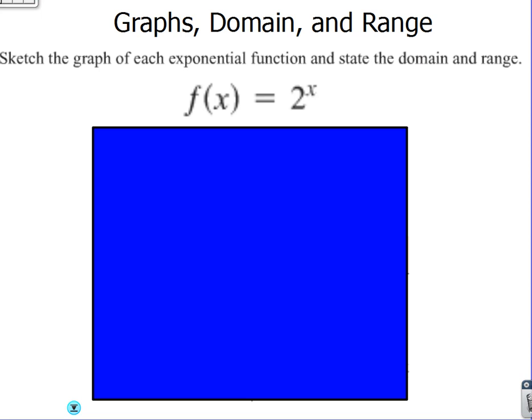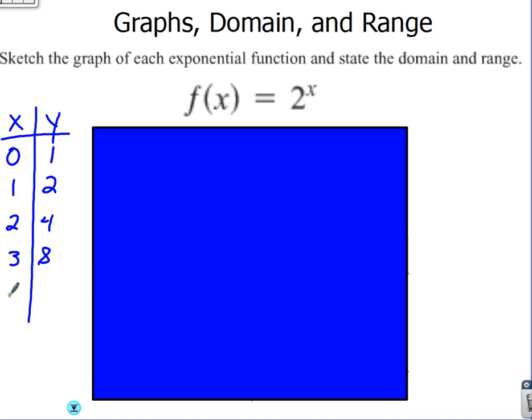F of x equals 2 to the x power. You can always graph these with a graphing calculator, but let's just go through and remind you. If you wanted to make an XY table, if x were 0, anything to the 0 is 1. If x is 1, 2 to the first is 2, 2 to the second is 4, 2 to the third is 8.